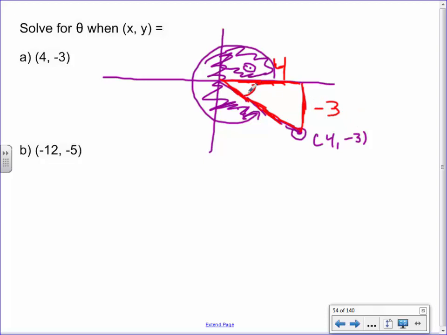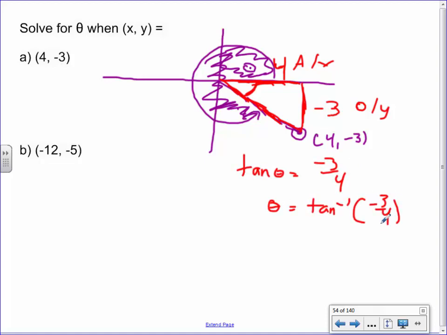Because in order to find this angle right here, I'm just going to use one of either sine, cosine, or tan. Well, if I know this side right here is the opposite, and this side right here is the adjacent, or you could call this the y side and the x side, do we need to use sine, cosine, or tan to use opposite and adjacent? Tan, right? So what you'd say is that tan of your angle is opposite over adjacent, -3/4. So if I want to find my angle, we need to tan inverse -3/4, and that should give me my angle.